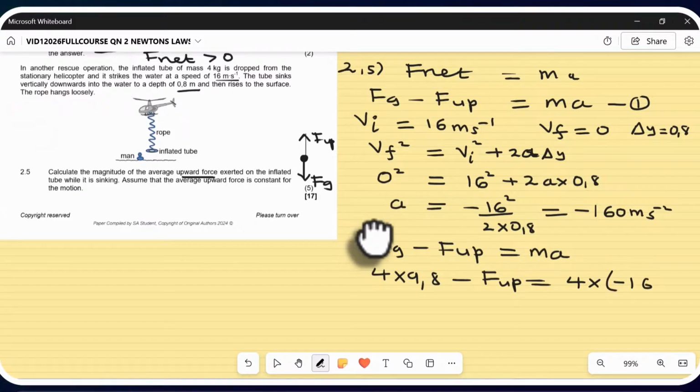So from here, calculators, what do you get? The upward force. From my calculator I'm getting 679.2. 679.2. That's our average force, the upward force.